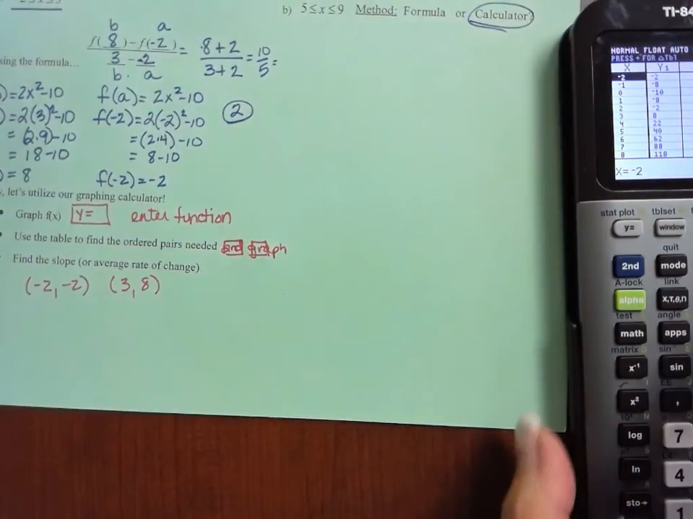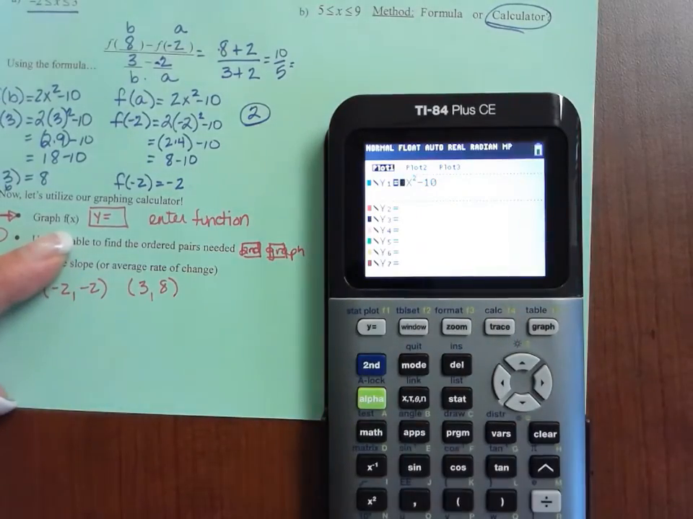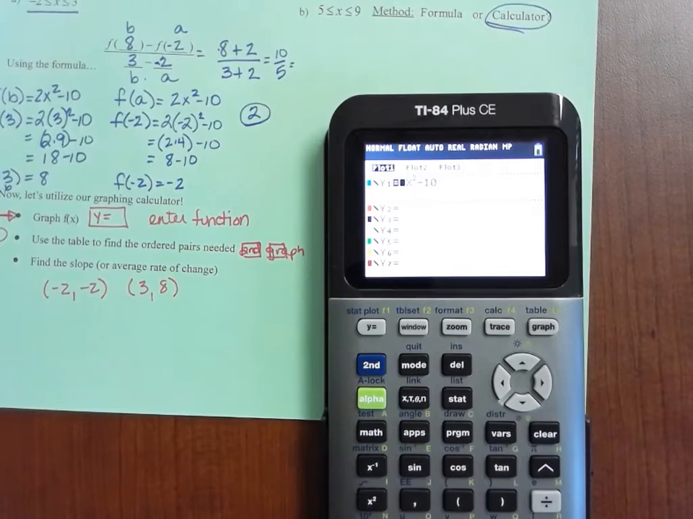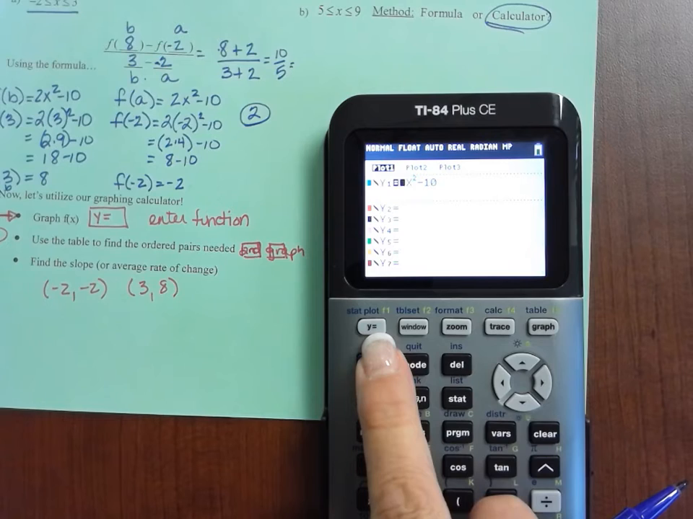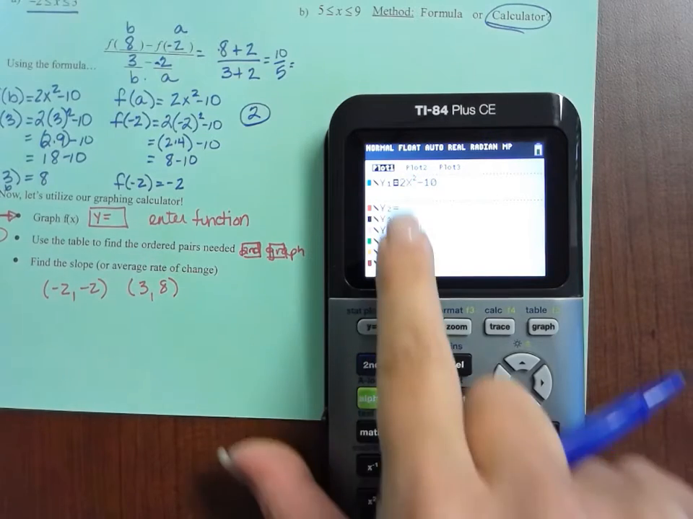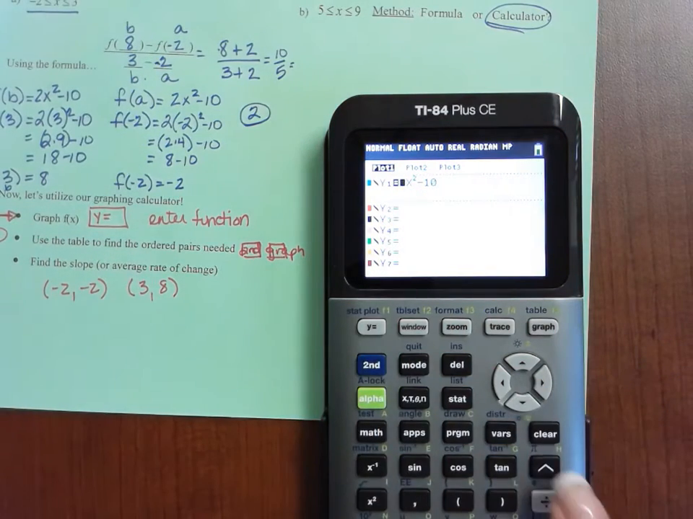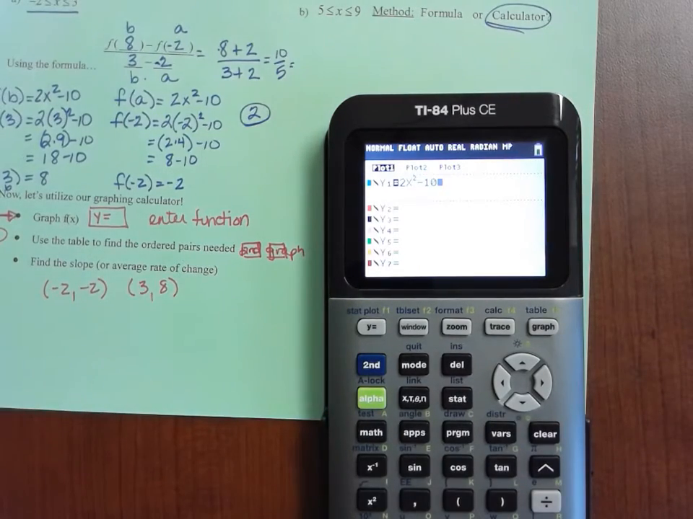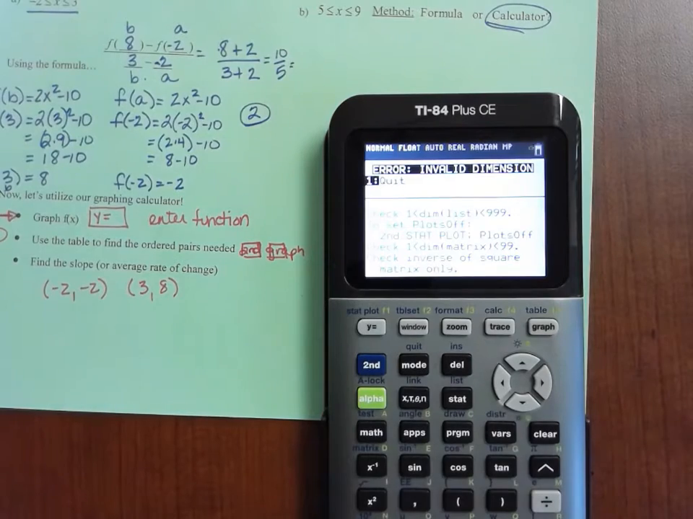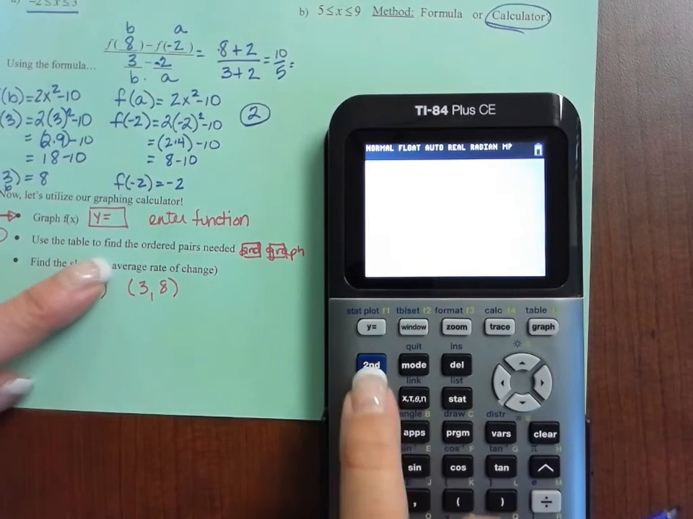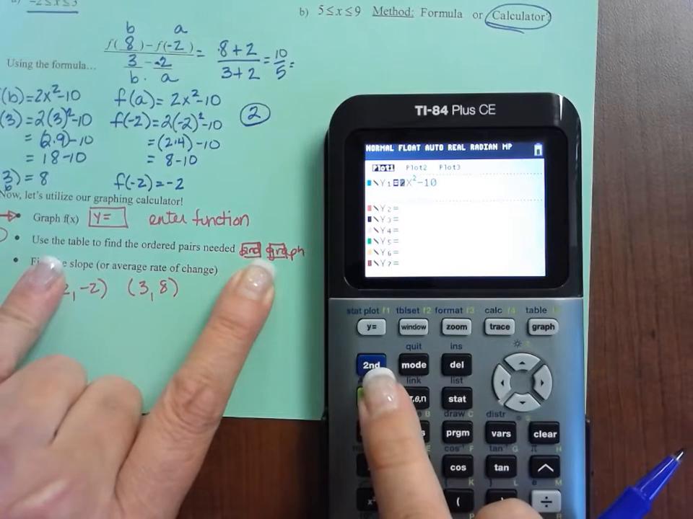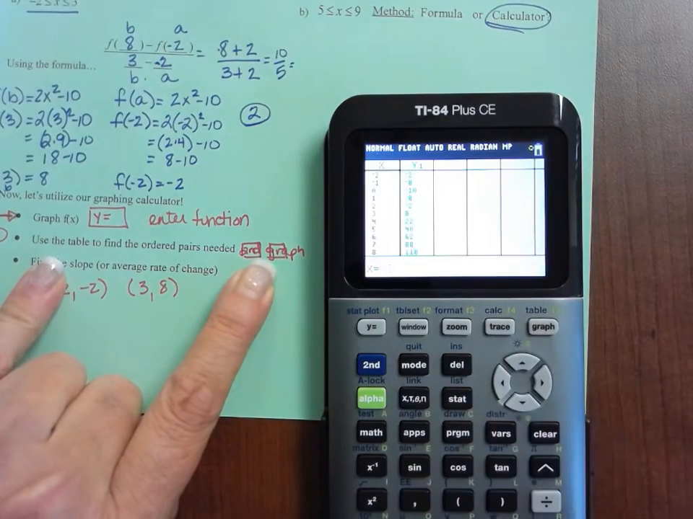So what are my steps going to be? I need to enter my function, which is the same. So everybody got the function entered in? You hit your y equal button, and then enter your function in: 2x squared minus 10. All right. Then, so y equals, now I'm going to go to my table, which is the second and graph button.